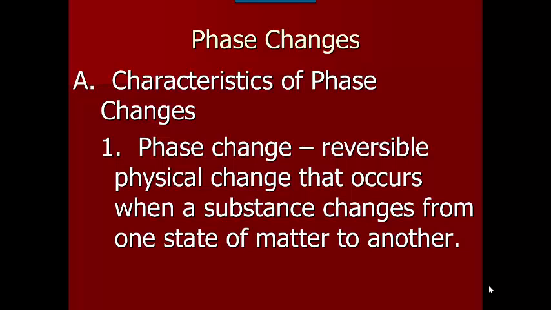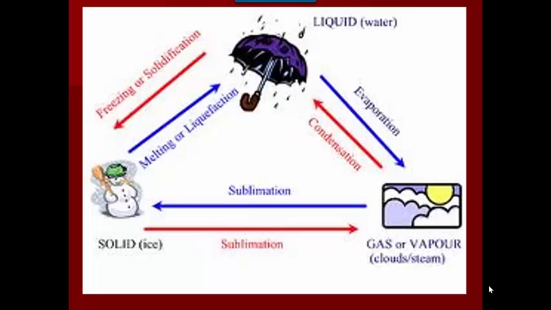So a phase change is a reversible physical change. We mentioned physical changes; we've already talked about those in our first unit at the beginning of the trimester. So this is reversible, and you can go from one state of matter to another. When a solid goes to a liquid or a liquid goes to a gas, we have these different phase changes. There are 6 total phase changes.